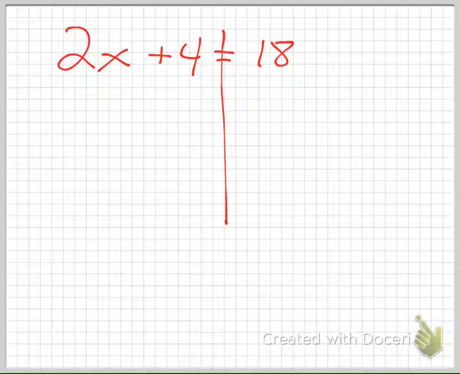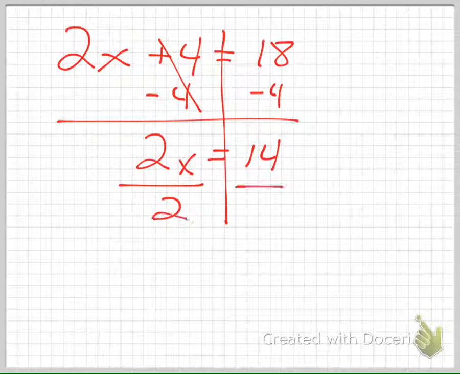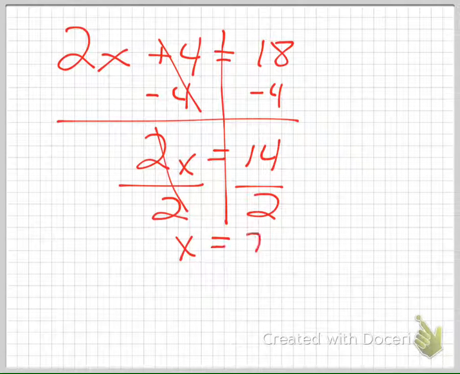Reverse order of operations. So we're going to do the addition and subtraction first, then we do multiply and divide, then we do exponents, then we would do parentheses. We go from bottom to up when it comes to undoing an equation. So we're going to go minus 4, 2x equals 14. Now what? Divided by 2, x equals 7.